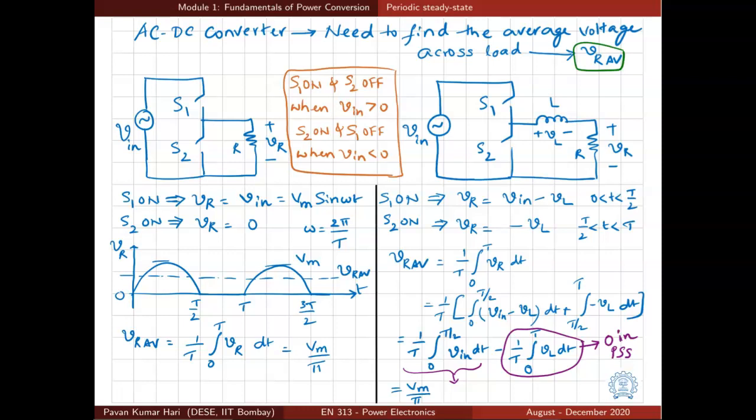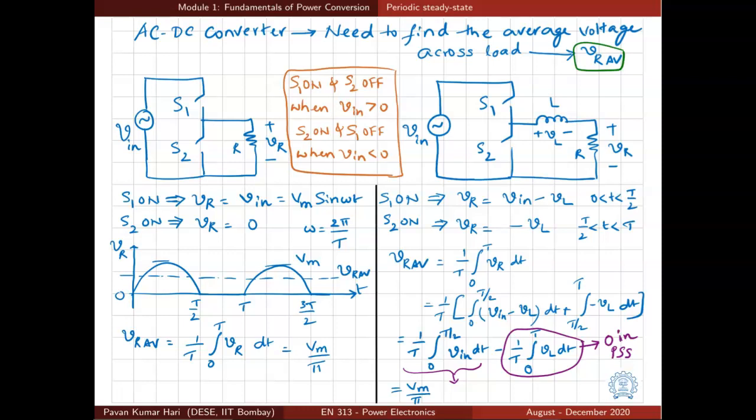So what is the average value of this waveform? The average value can be found by integrating it over the complete period and dividing by the period time. That is, VR average is equal to 1 by T integral 0 to T VR dt. So we can show by mathematics that it is equal to Vm by pi, where Vm is the peak value of this input voltage. Now let us see the second circuit where we have an inductor here.